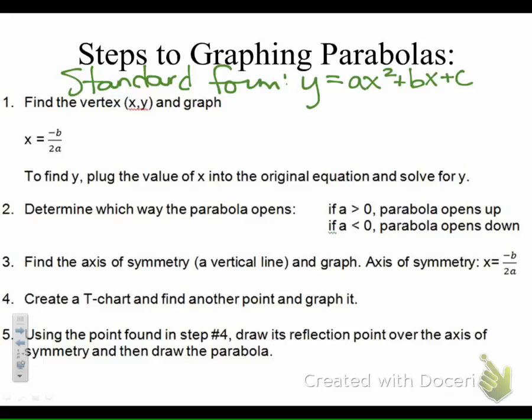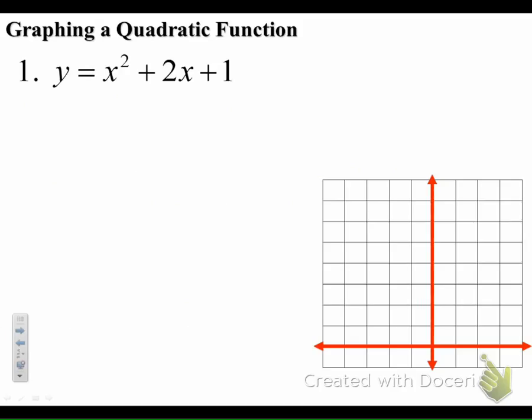We'll create a t-chart, so that's going to take a little bit of remembering of what a t-chart is. We're going to create a t-chart, find another point, and graph it using the axis of symmetry. And then using the point that we find from this t-chart, we're going to map it using that axis of symmetry. First example is figuring out how to graph this equation.